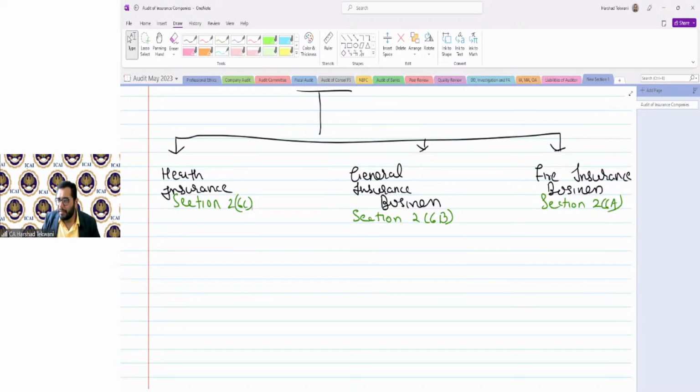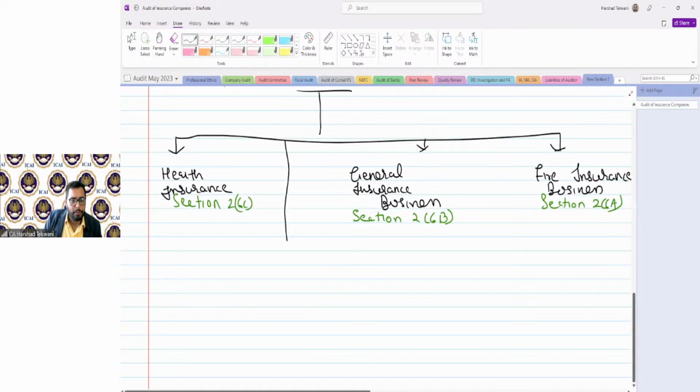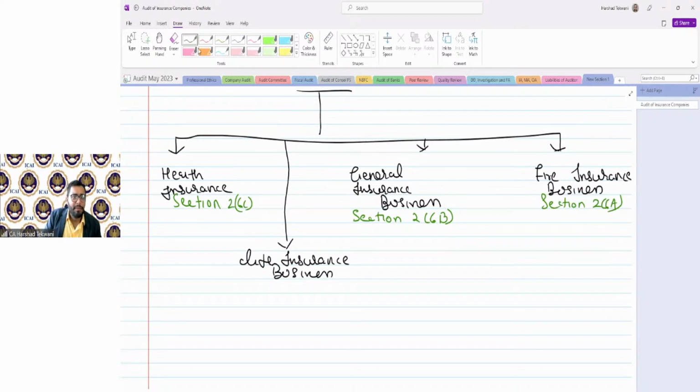Then the next, one more I actually want to add: life insurance business. That is again defined under section 2(11) of the Act. Okay. Now their definitions are provided.